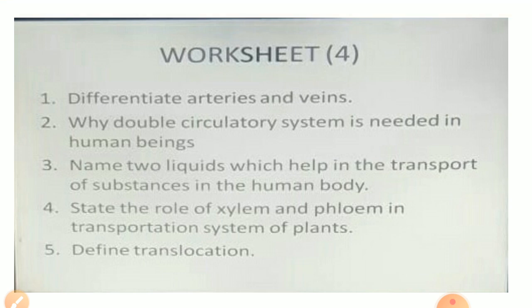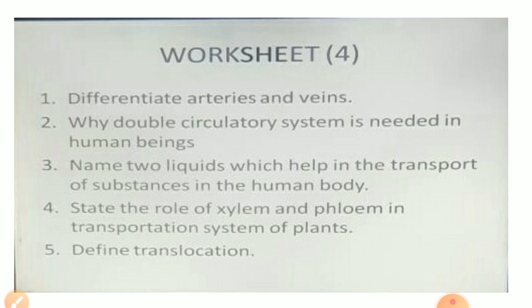Now a quick recap. This worksheet is based on the complete transportation system in human beings as well as in plants. So the questions are: differentiate arteries and veins. Arteries carry oxygenated blood except the pulmonary artery, if you remember, and veins carry deoxygenated blood except the pulmonary vein. In veins, valves are found which stop the backflow of the blood. Arteries are thicker and more muscular in comparison to veins because they receive the blood from the heart. So these are some basic differences between arteries and veins.